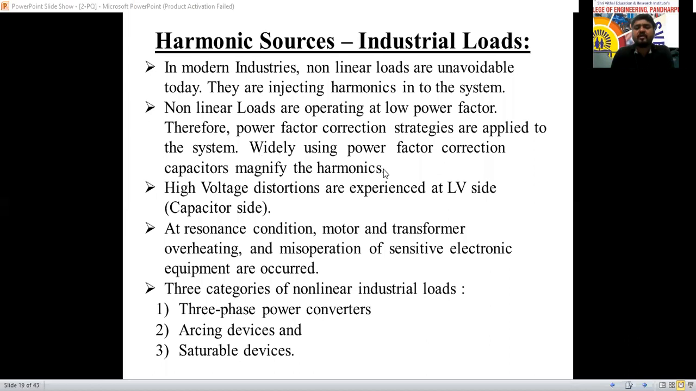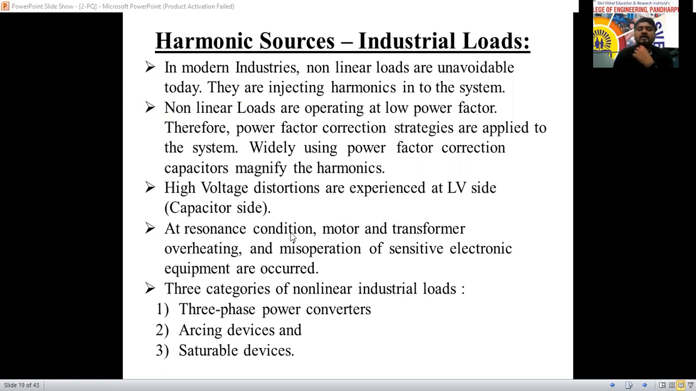So widely using power factor correction capacitors is going to magnify the harmonics. By using capacitors, capacitor banks and so on, they are going to magnify the harmonics. And high voltage distortions are experienced at the low voltage side, like the distorted waveforms we considered in the previous class at the starting. This distorted voltage is experienced at the capacitor side, where we are connecting a capacitor.